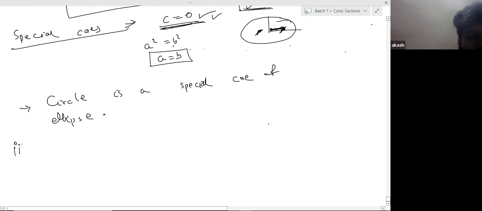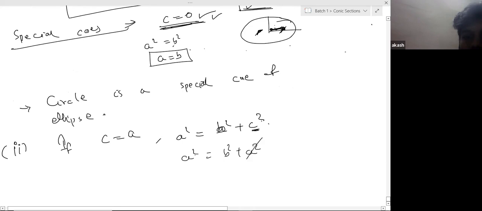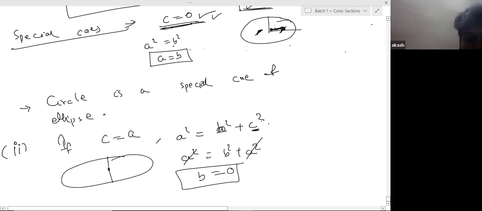All right, there is another case. If C equals A, putting the relation, this is equal to A, that means A square equals B square plus A square. This is cancelled, that means B equals 0. If this is an ellipse and this is B, if B becomes 0, that means this part and this part merge together and form a line, right?